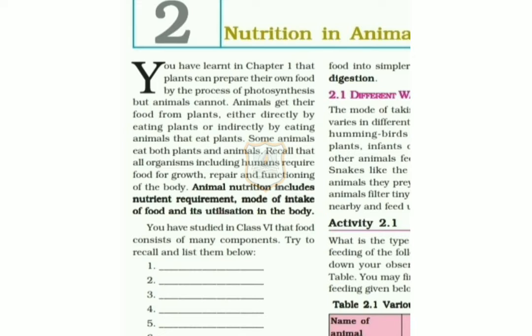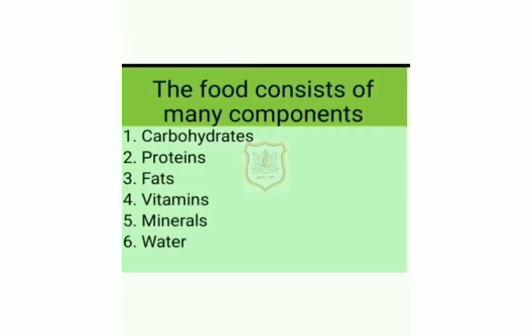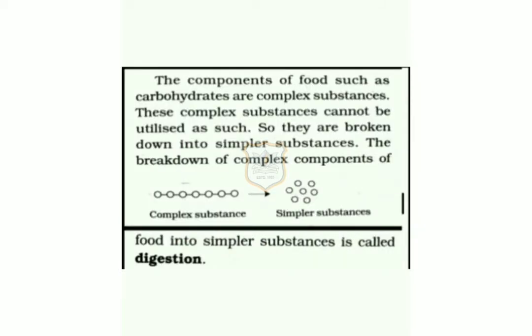Students, you have studied in class 6th that food consists of many components. So, the food consists of many components like carbohydrates, proteins, fats, vitamins, minerals, and water. The components of food, such as carbohydrates, are complex substances. These complex substances cannot be utilized as such, so they are broken down into simpler substances. The breakdown of complex components of food into simpler substances is called digestion.